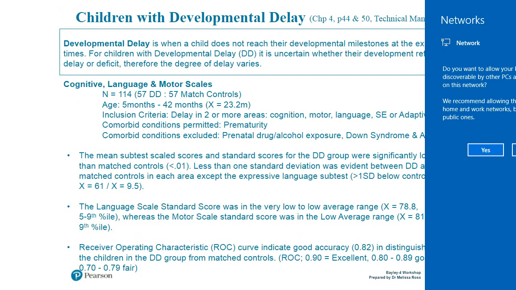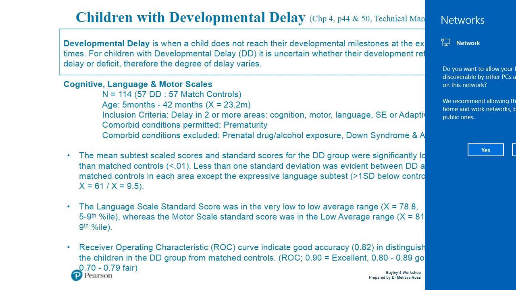For children with developmental delay, it is uncertain whether their development reflects a delay or deficit. Therefore, the degree of delay varies. Classification in the developmental delay group means delay in 2 or more areas: cognitive, motor, language, social-emotional or adaptive functioning. Based on a sample of 114 children, 57 with developmental delay and 57 matched controls, with an average age of almost 2 years, prematurity was accepted as a comorbid condition. Prenatal drug alcohol exposure, Down syndrome and ASD were excluded.